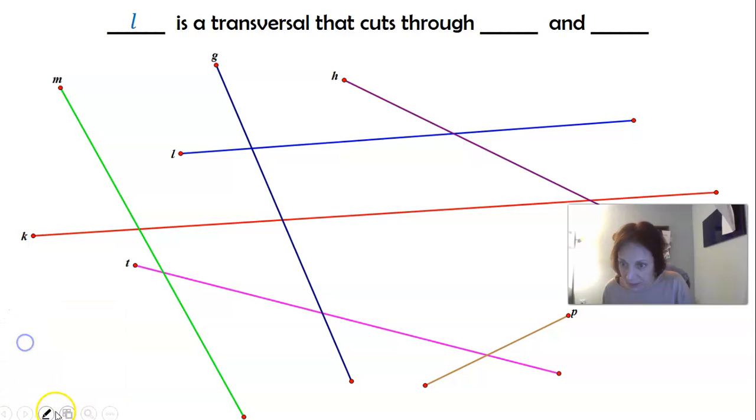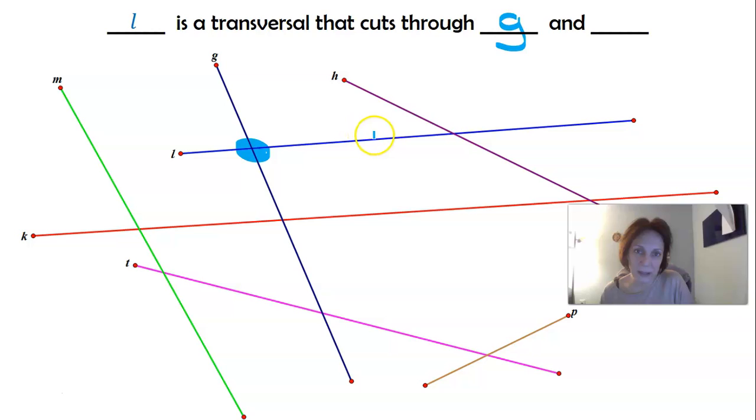As it goes along its path, let's see where it creates some angles. Okay, so here's line L. Let's follow it. There we go, right there. Look, it crossed through G. It created a cluster of angles. So L is a transversal that passes through G.